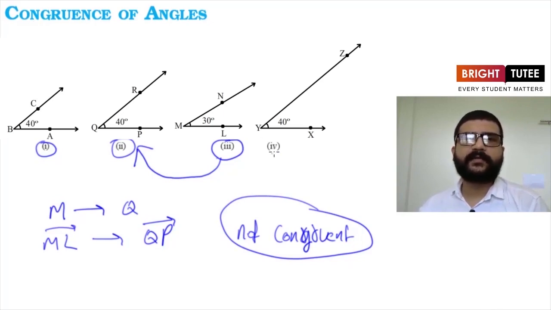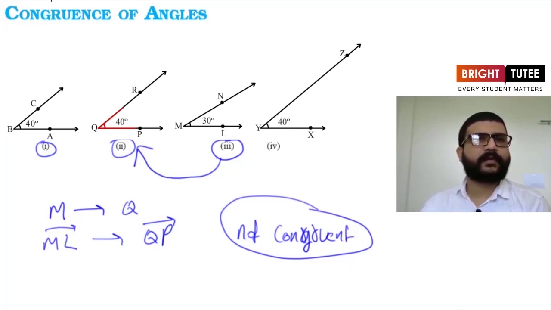Now what do you think about fourth angle and the second angle? Are they congruent? So what we have to do here, again we are going to place this vertex Y over vertex Q, and we are going to place the ray YX over the ray QP, and then we will check whether the ray QR and YZ are having same direction or not. So these rays are going to have same direction only. So it means we can say these two angles are also congruent.